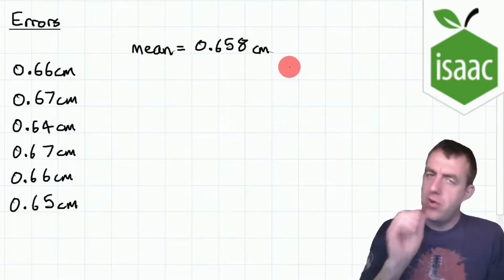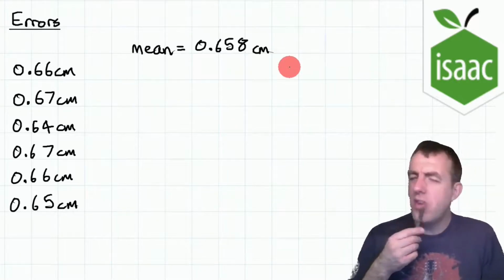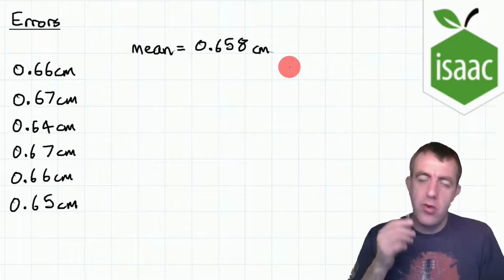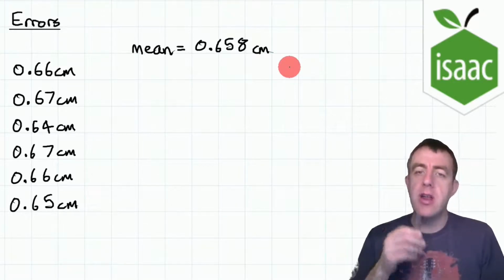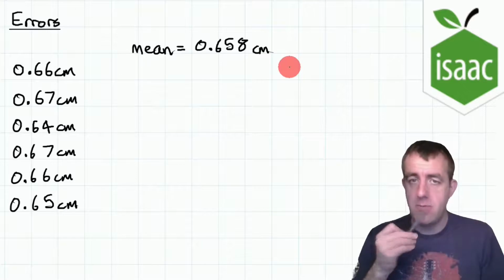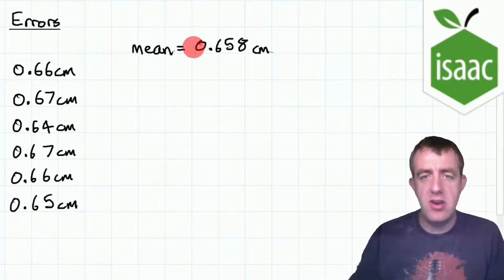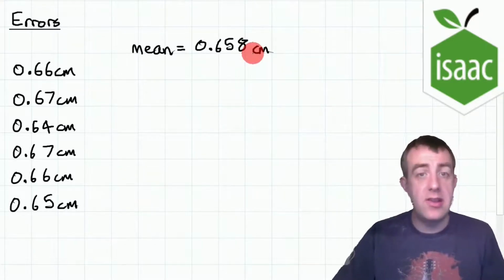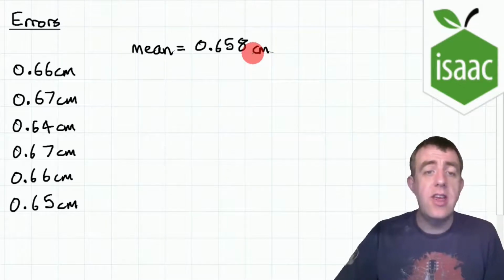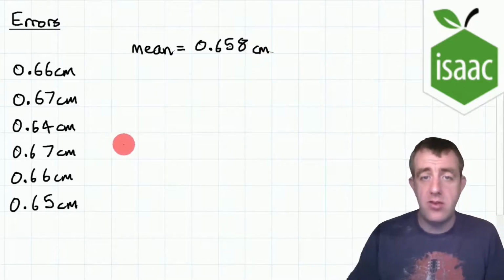But how much confidence do I have in that number? What's the error of that number? And we record errors by writing down an uncertainty in that value. So how much uncertainty is there in this measurement? Well, the way we calculate uncertainties in a very quick and easy way is to take half of the range of the values that are measured.